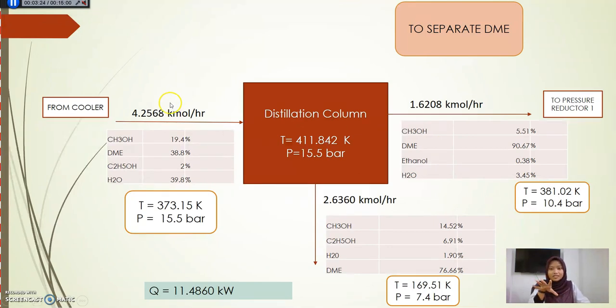So the distillation column feed is the same, 4.2568 kilomole per hour with a temperature of 373.15 Kelvin and pressure of 15.5 bar. And the distillate is 1.6208 kilomole per hour with a temperature of 381.02 Kelvin and pressure of 10.4 bar. And the bottom is 2.636 kilomole per hour with a temperature of 169.5 Kelvin and 7.4 bar pressure. And this unit will produce 11.4860 kilowatt of energy.